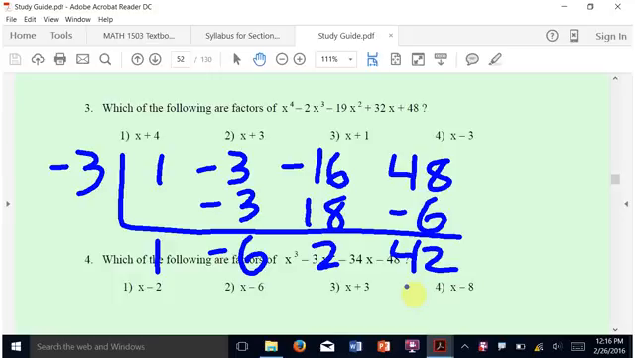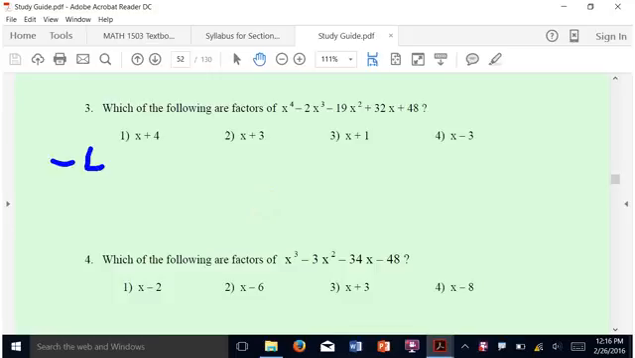So by the factor theorem, we know that x plus 3 is not a factor. X plus 1 is. So let's try a few more values out. Let's, for example, try x plus 4. And we can use these coefficients again.